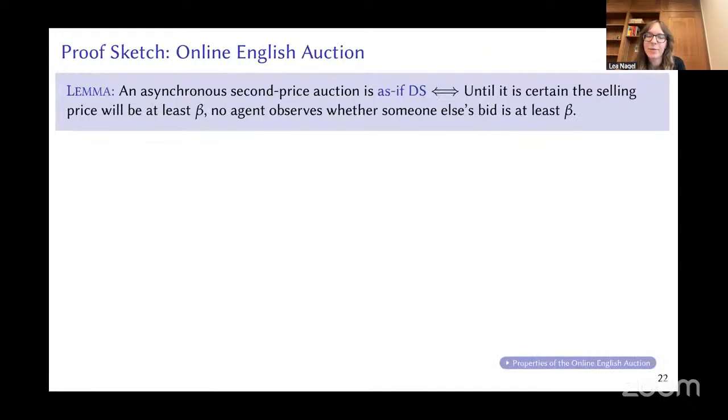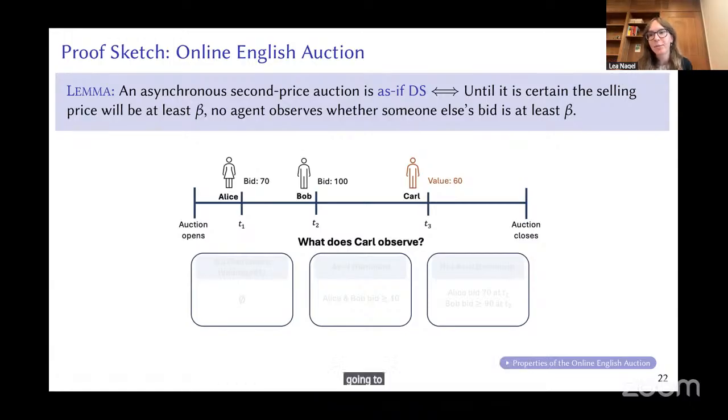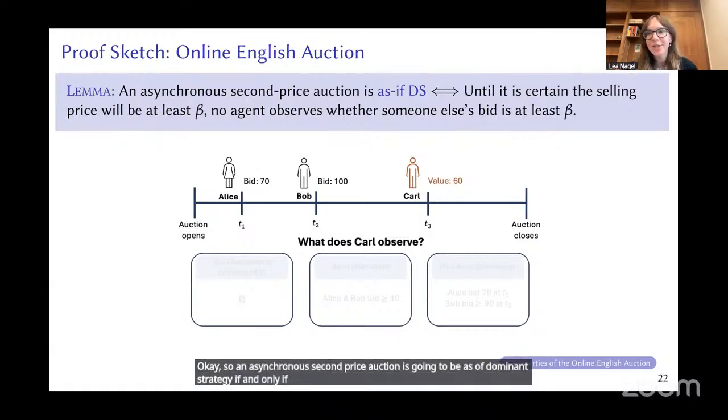So let me talk about the proof and explain why this is true. I want to do this for two reasons. First of all, because this is one of the key results. And second of all, because the proof is going to characterize all the information disclosure policies that are going to yield an as-if dominant strategy mechanism. So an asynchronous second price auction is going to be as-if dominant strategy if and only if the information partition satisfies the following condition.